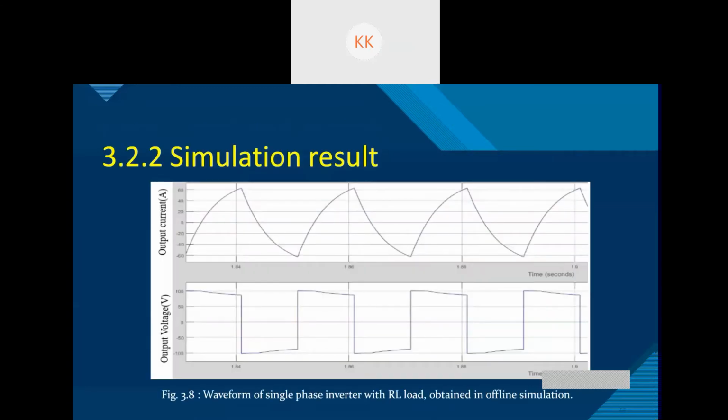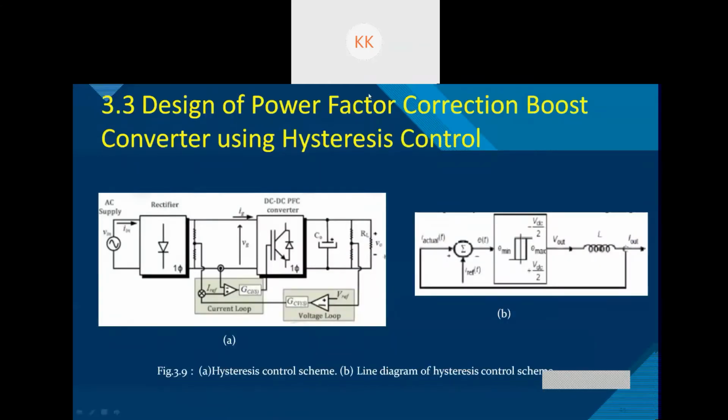As we can see, the simulation result shows the output current and the output voltage. The output current amplitude is between 60 and minus 60, and the voltage is between 100 and minus 100. So this is the simulation result. Next, we can go to the design.